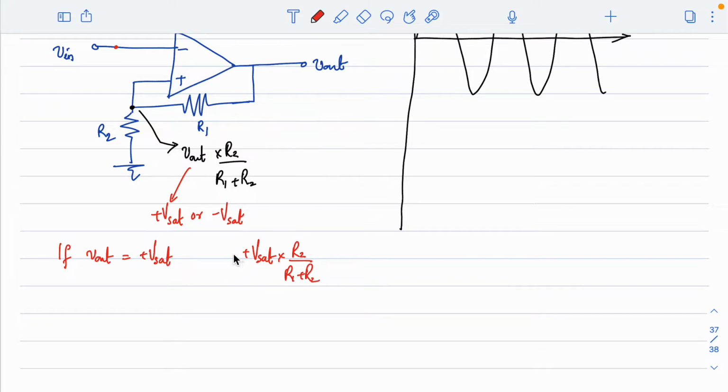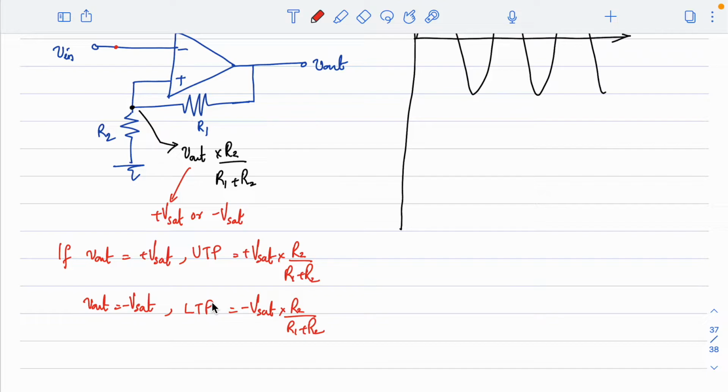We call this the upper threshold point, for the reason that this is giving you a threshold voltage which is higher. Now when your V out is minus Vsat, the reference will be minus Vsat into R2 by R1 plus R2. That will give you a lower threshold point or LTP. So if output is at plus Vsat, we call it the upper threshold point, and if the output is at minus Vsat, we call it the lower threshold point.